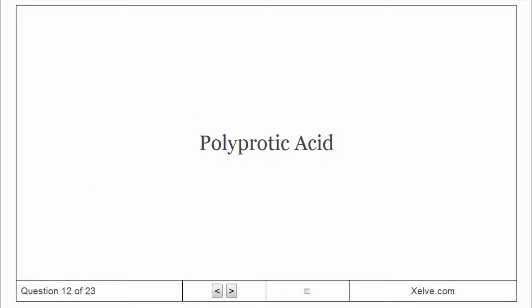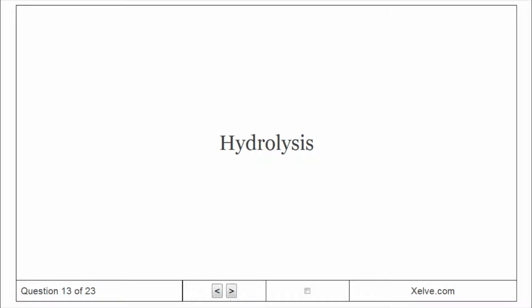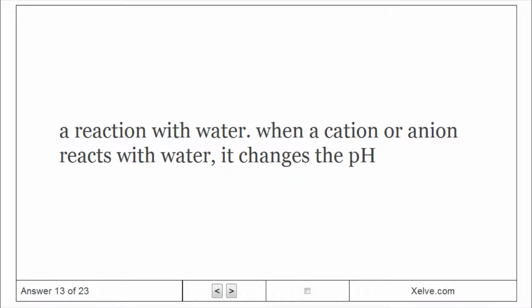Polyprotic acid. A substance capable of dissociating more than one proton in water. Hydrolysis. A reaction with water. When a cation or anion reacts with water, it changes the pH.